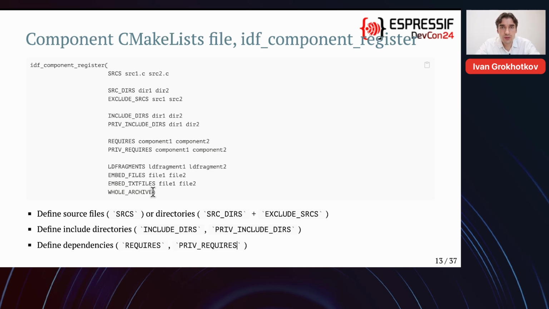In addition to using idf_component_register inside your component CMakeLists file, you can use other common CMake functions. For example, if you want to work with lists, you want to work with files, or you want to generate something before compiling it, then you can implement those steps as you would in normal CMake.